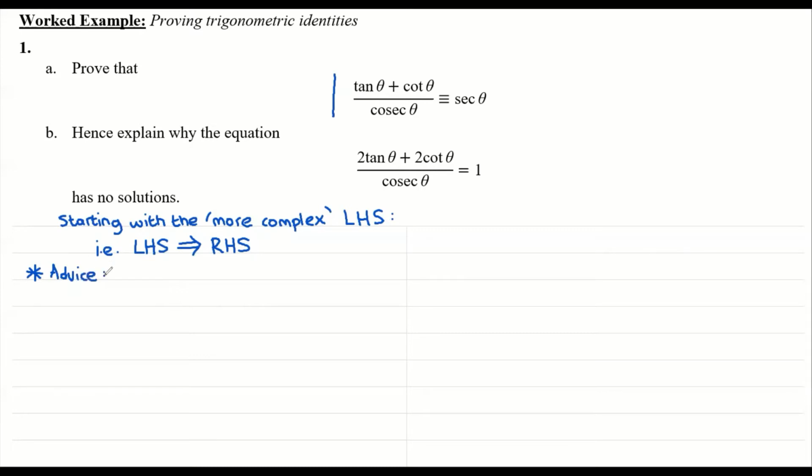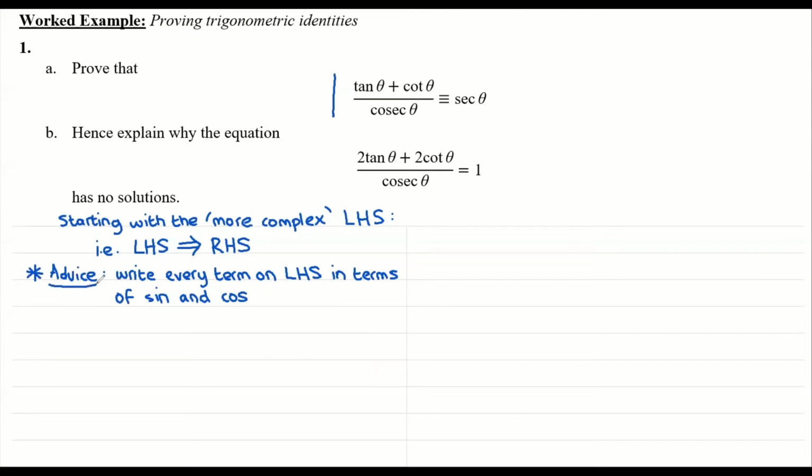So advice: write every term on the left-hand side in terms of sine and cosine. Okay, even tan can be written in terms of sine and cosine. They are the basic building blocks. All right, let's do this.